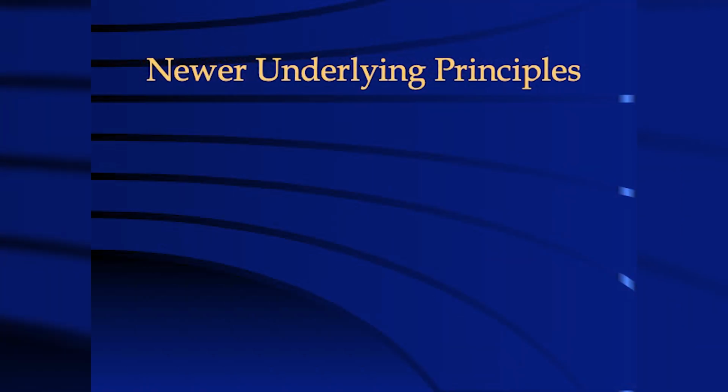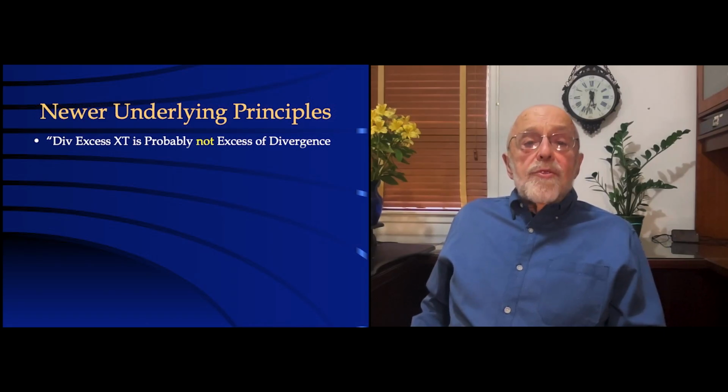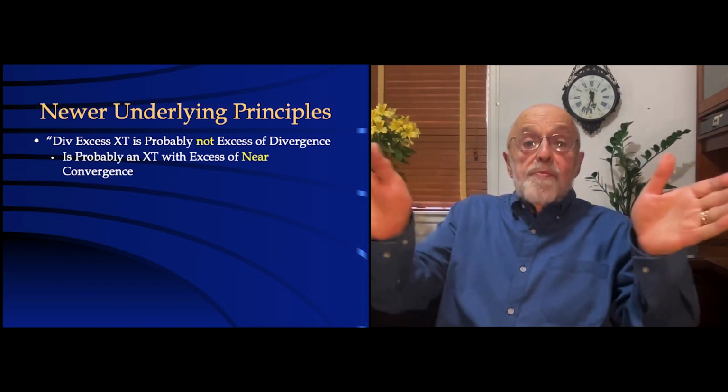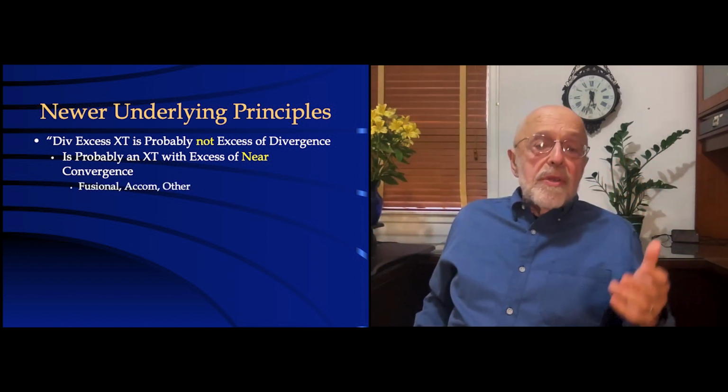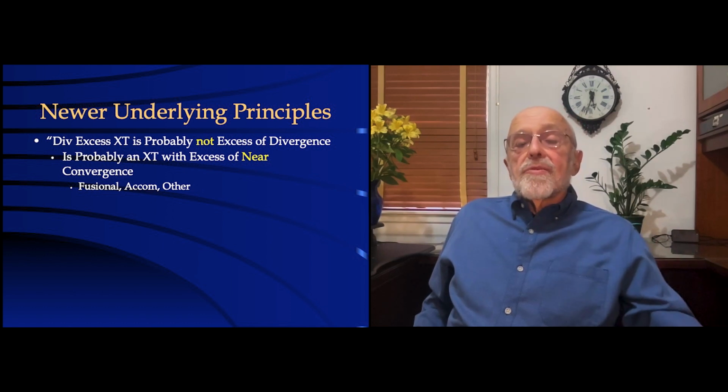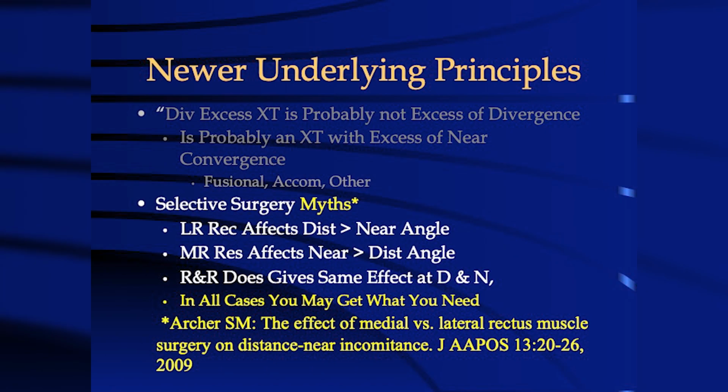We talked about flaws with Burian's classification. What are the new underlying principles that I think we should rely on? Well, I think divergence excess is probably not really an excess of divergence. It's probably an exotropia with an excess of some kind of near convergence, be it fusional, accommodative, or something else. And the new principles show, and Steve Archer beautifully demonstrated this in the article cited on the bottom of the screen, that there are myths about selective surgery.